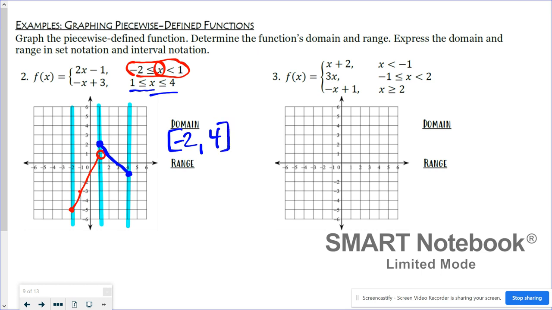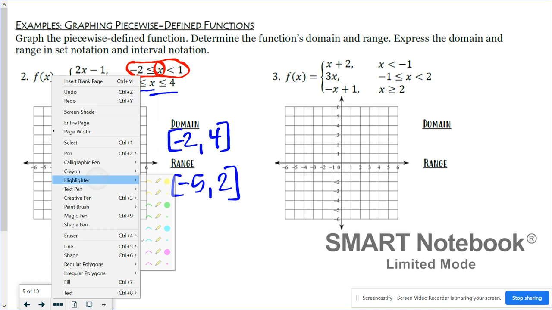For the range, I'm thinking about my y values low to high, and this one goes as low as y is equal to negative 5, and it's solid there. And then it goes as high as y is equal to 2, and it's solid there as well. So that's my range. Okay.